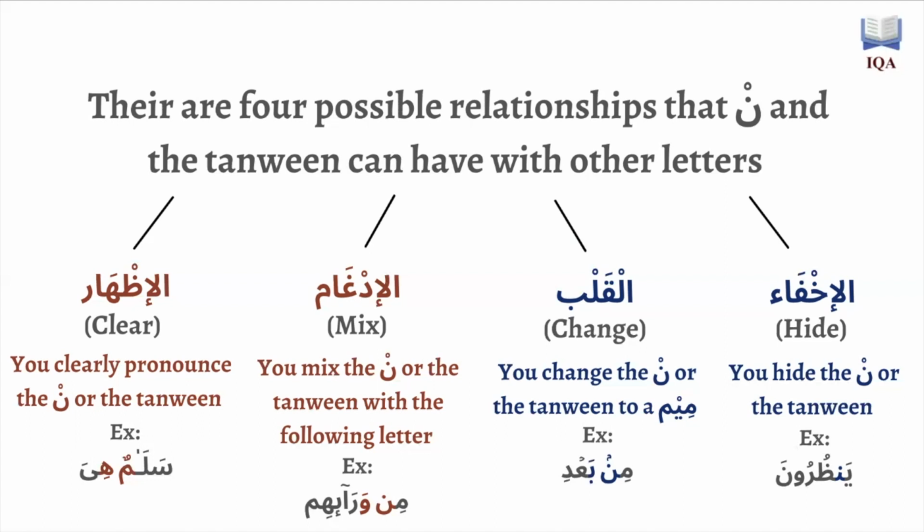One of those specific types of letters where these special effects, quote unquote, will happen is the nun as-sakin and the tanween. When these two come in contact with other types of letters, there are four possible relationships that they can have with those other letters: al-idhar, al-idgham, al-qalb, or al-ikhfa. We've covered each and every one of them in separate videos. In this video, we're going to cover al-idgham.